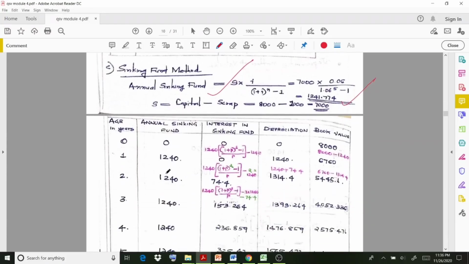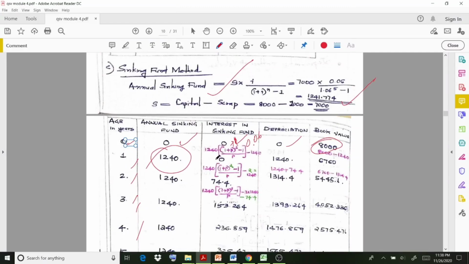If you consider each year, 0th year, first year, second year, the annual sinking fund for the 0th year is going to be 0. Interest in sinking fund is also 0, and depreciation is 0. Book value is going to be 8,000 itself. There is no confusion. That is, in the 0th year there is no depreciation. So the book value of that particular concrete mixer is 8,000. In the first year, the annual sinking fund is going to be 1,240.